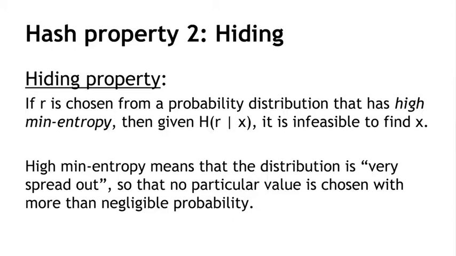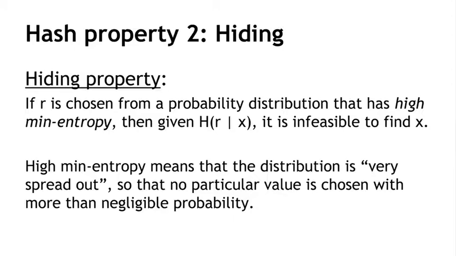And so what we're going to say is, given the hash of r together with x, it's infeasible to find x. And this will be true in the formally stated property that if r is a random value chosen from a distribution that has high min entropy, then given the hash of r concatenated with x, it's infeasible to find x. And what does high min entropy mean?